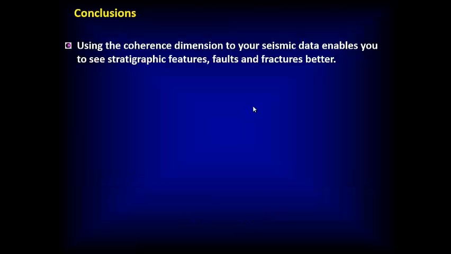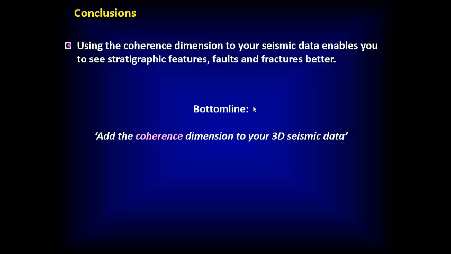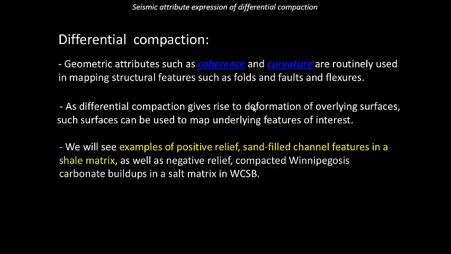So in a nutshell, the conclusion that I draw here is that bringing the coherence dimension to your seismic data enables you to see the stratigraphic features, faults, and fractures better. And adding the coherence dimension to your data is important. I finally say that if it is worth doing well, it's worth doing coherently. And with this, I complete this part. Now let's move on to the other attribute, that is the curvature.